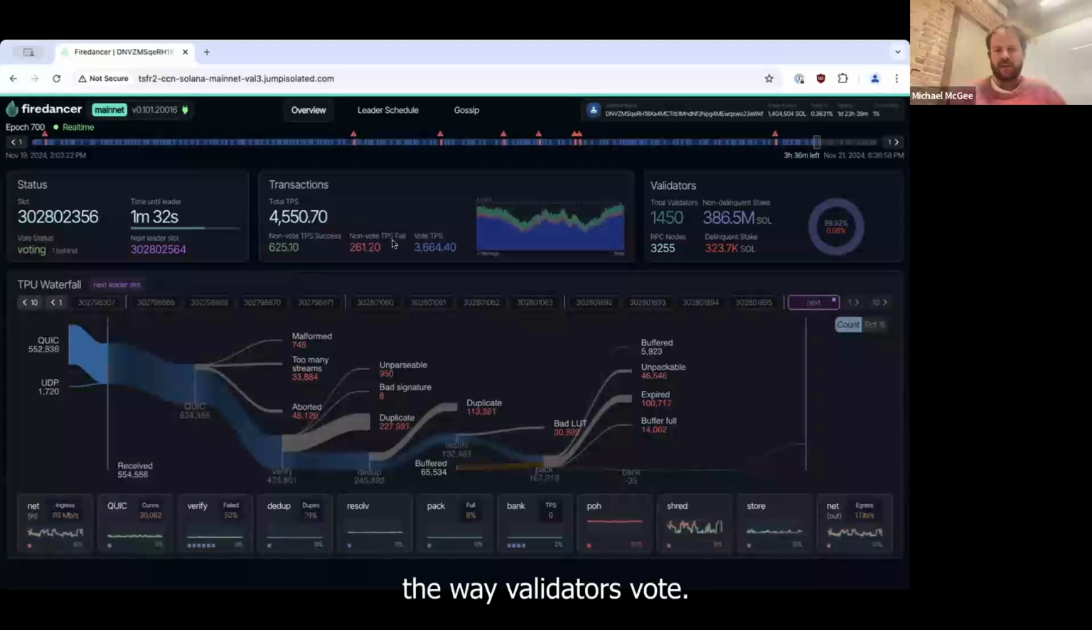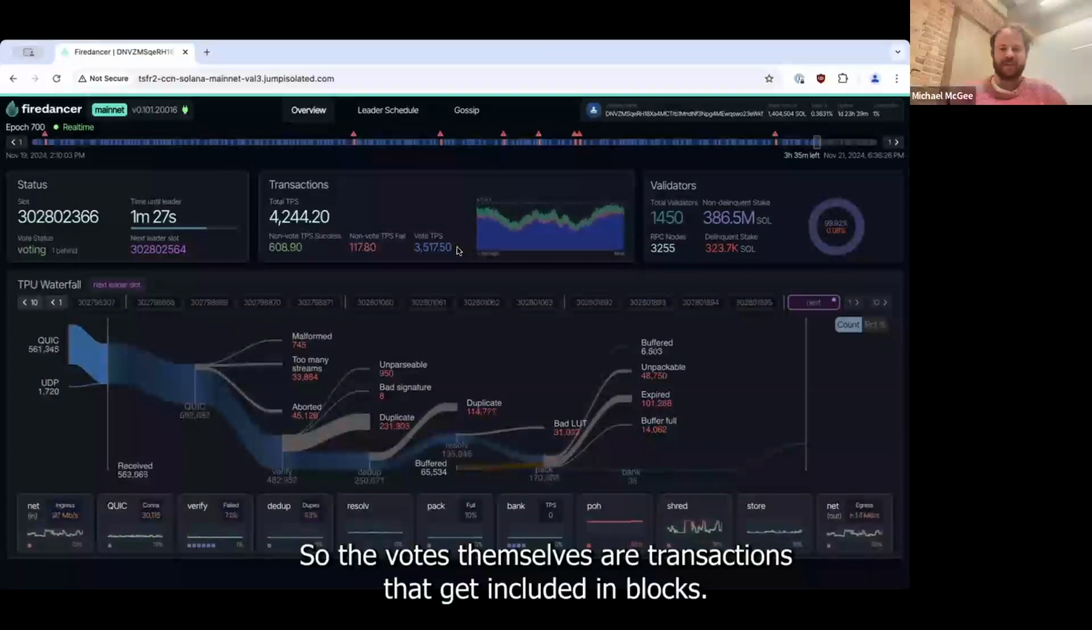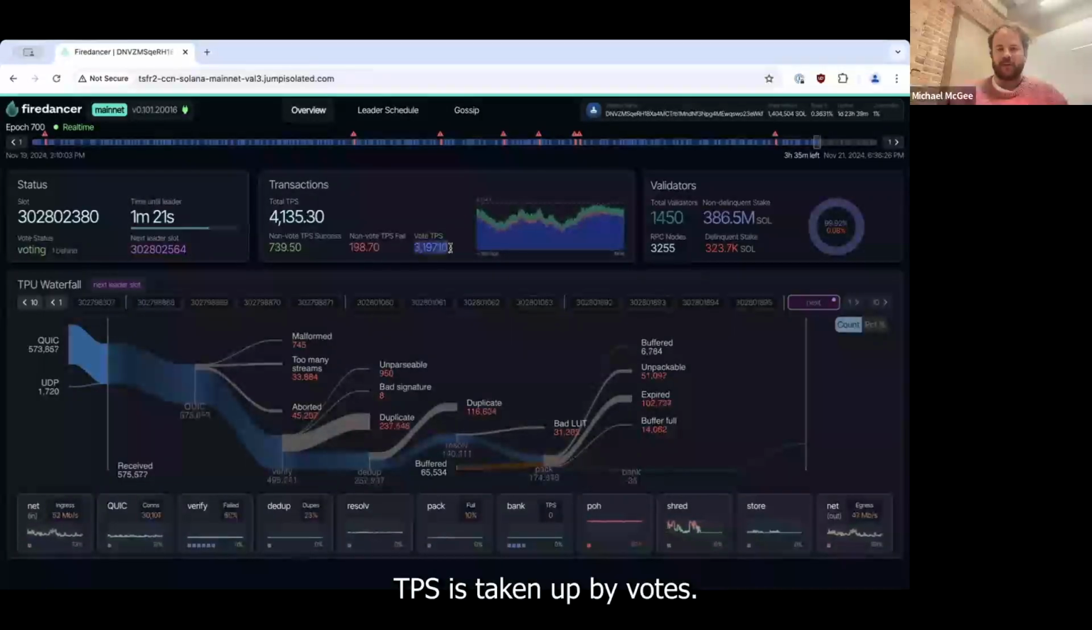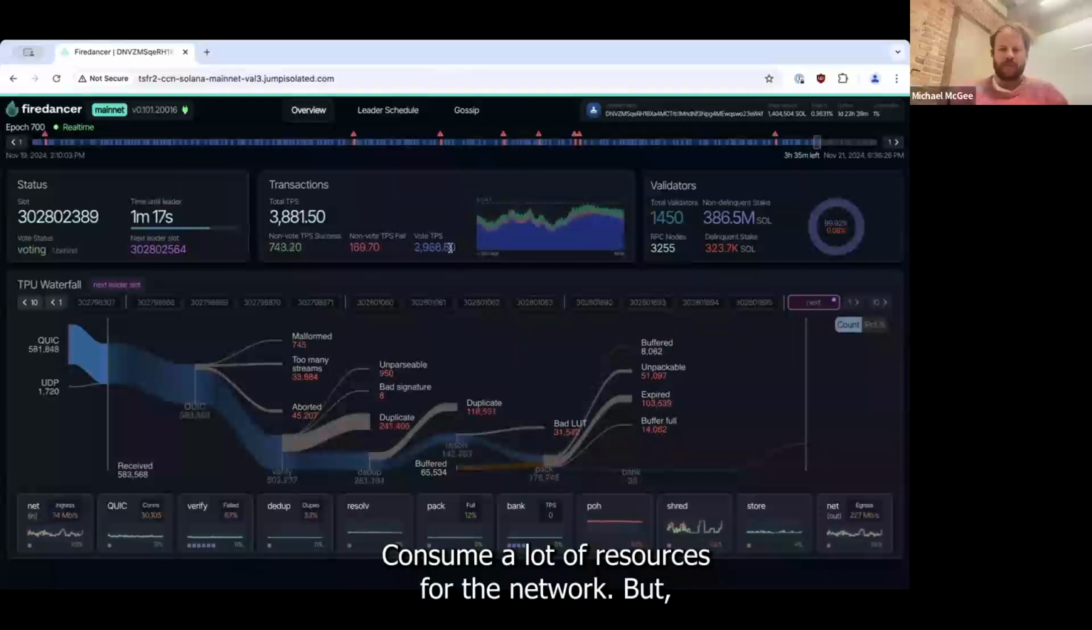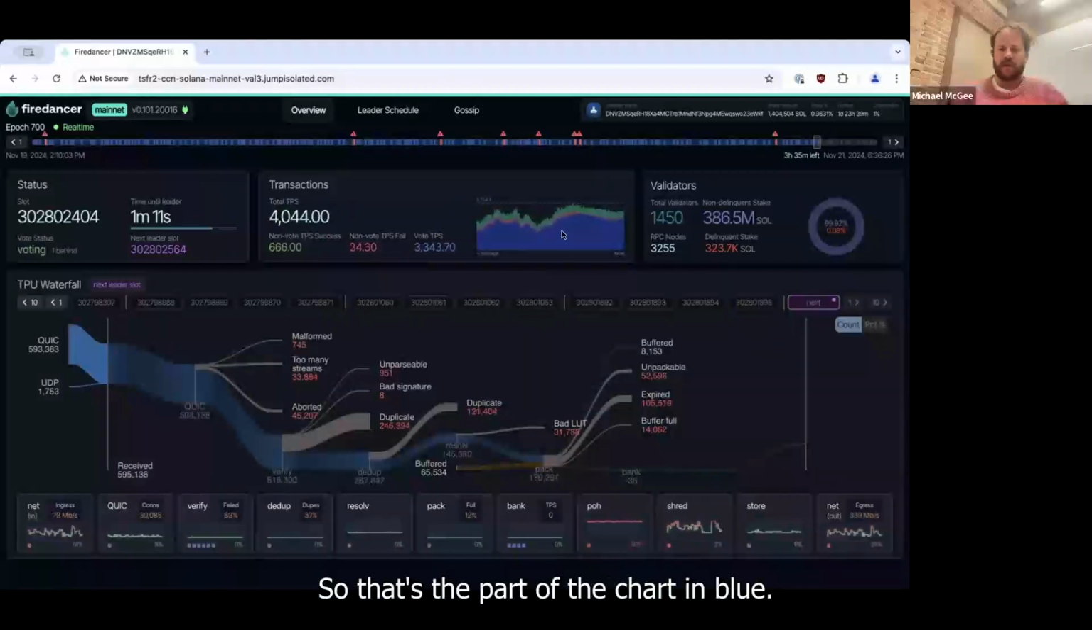In Solana, the way validators vote is they send a transaction to the leader. So the votes themselves are transactions that get included in blocks. So a lot of the TPS is taken up by votes. They're very easy to execute, so they don't consume a lot of resources for the network. But yeah, we have about 3,000 of this TPS is just votes. So that's the part of the chart in blue.